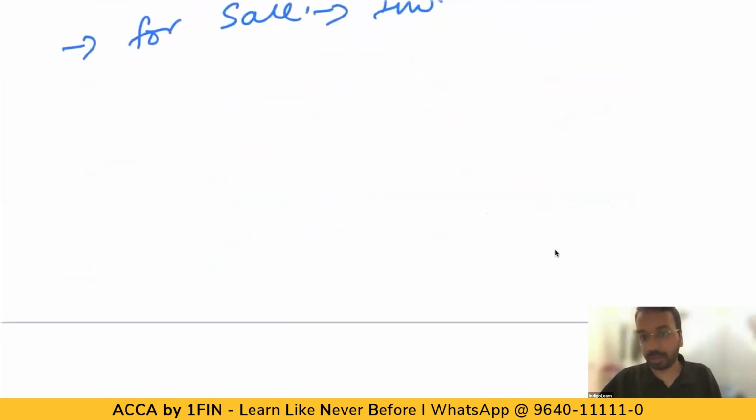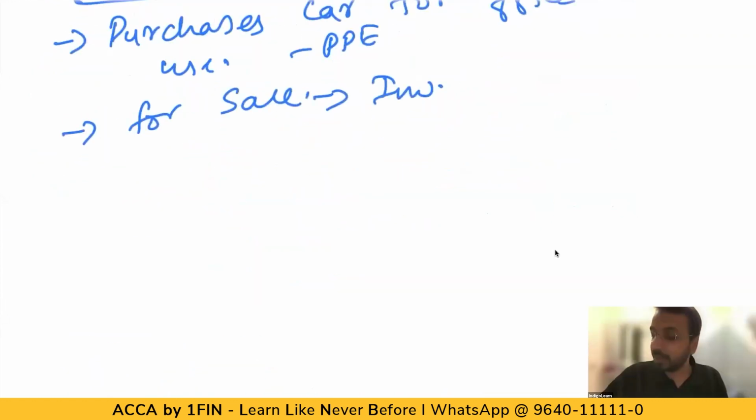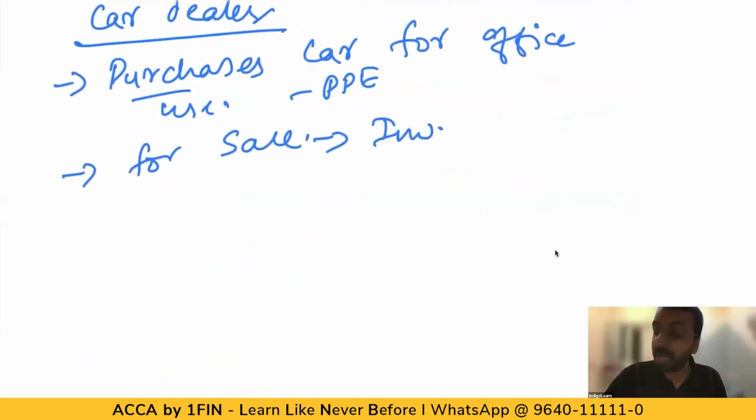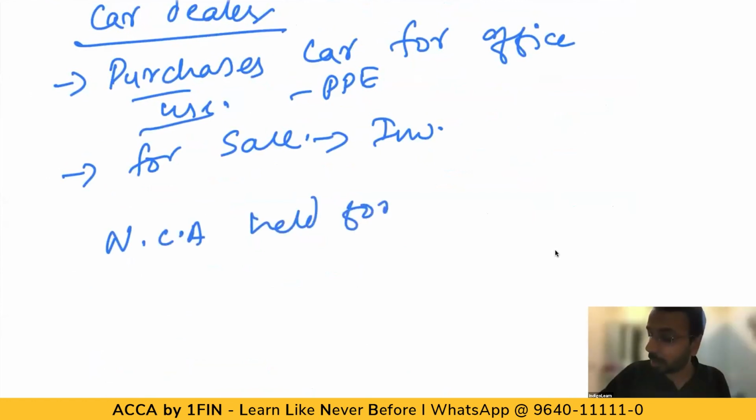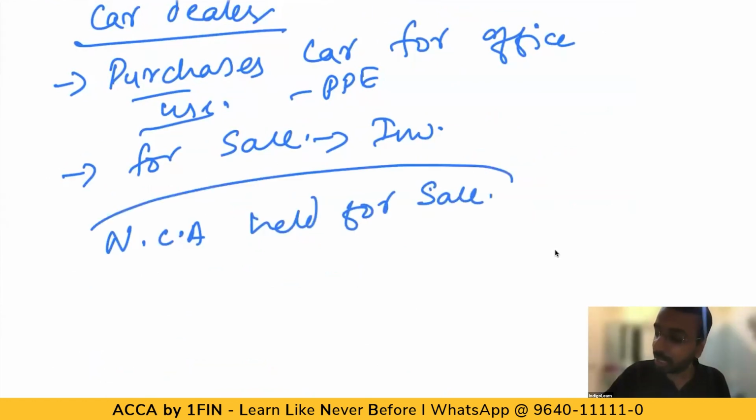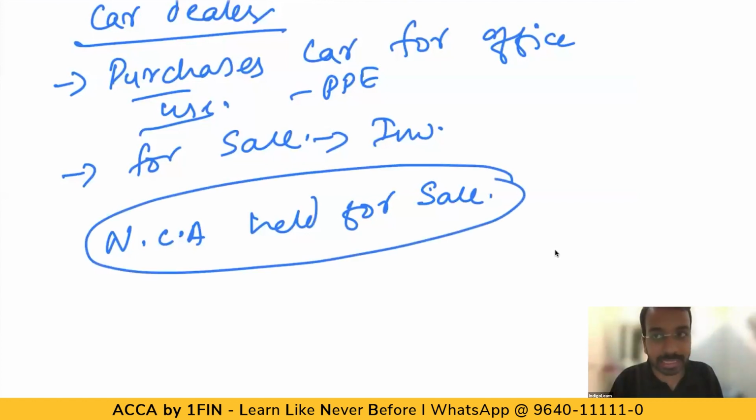Then, very good question. Sundar is asking, if it is for office purpose and subsequently you sell it, then also it will not be called inventory. That will be called a non-current asset held for sale. We classify it as non-current asset held for sale. So even in that case, you will not call it inventory.